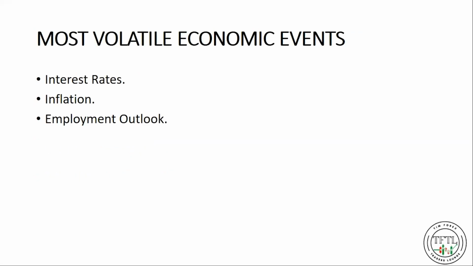Okay, so we have the most volatile economic events, and this does not mean these are the only events that are volatile, or the only economic events that we have. We have a couple of them. We can have the GDP, that is the gross domestic product, as many as possible. We have several of them. But what I have tried to list here is the most volatile events that basically move the market a lot. And the first ones, we have the interest rates, we have the inflation, and also we have the employment outlook.